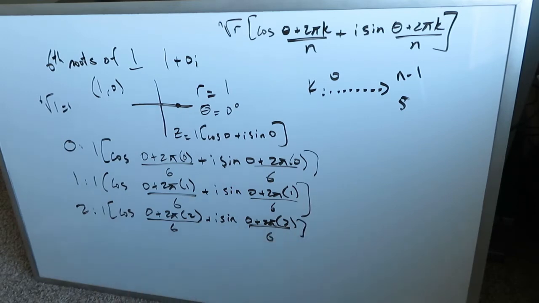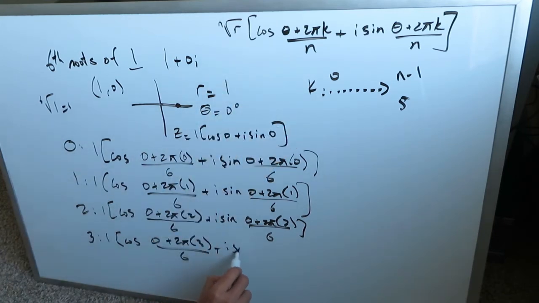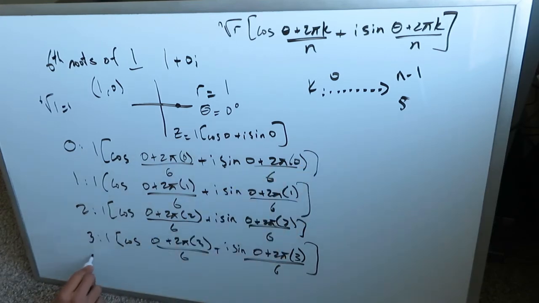Now we're going to run into a little bit of a space issue, aren't we? Let's keep going as far as we can. And then we have 1 over here. We have cosine 0 plus 2 pi, k value here is a 3, divided by 6, which is my n, plus i sine 0 plus 2 pi times 3, the k value, divided by 6. Let's squeeze one more over here. We have to go up to 5, but let's squeeze a number 4 over here.